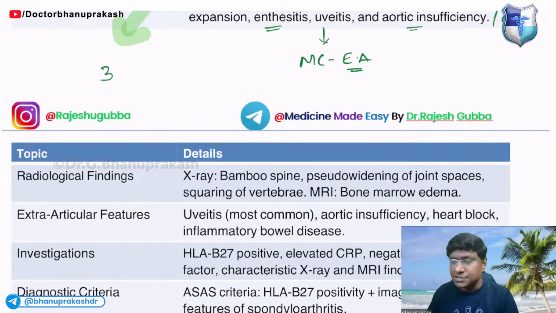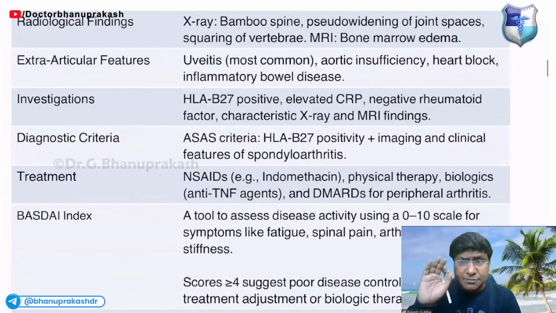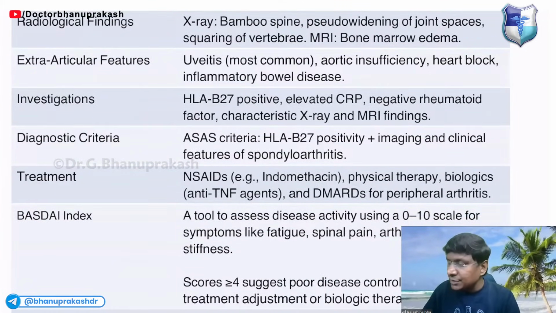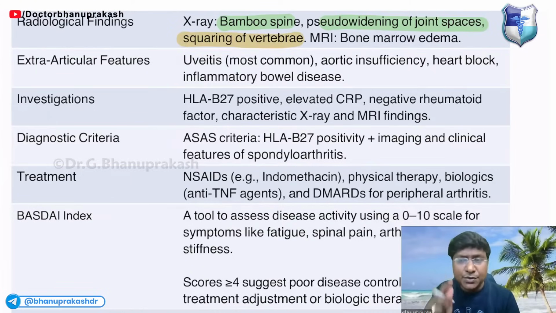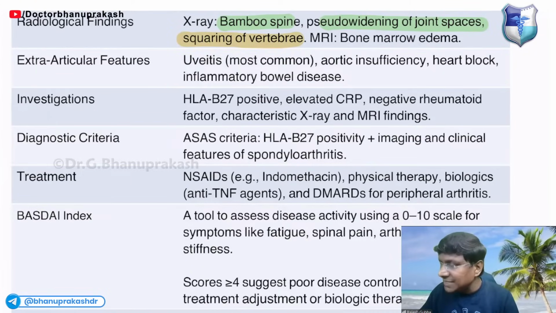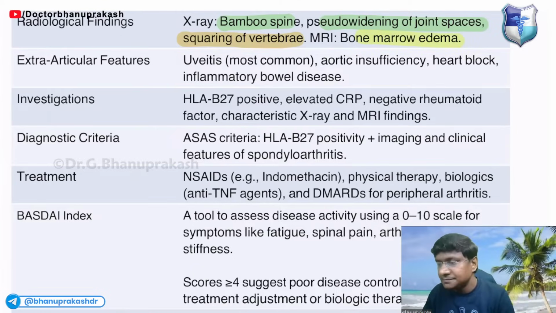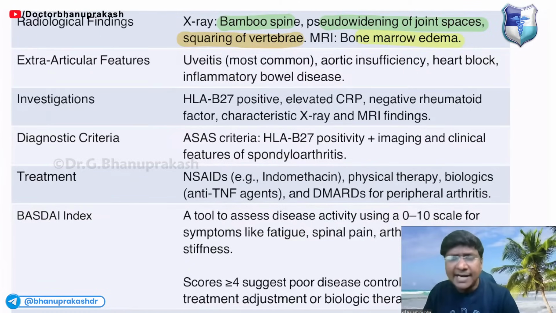And what will be the radiological features? Radiological features of ankylosing spondylitis have been asked multiple times. When you do an X-ray of the spine, you will have the bamboo spine, and there is pseudo widening of the joint spaces. There will also be squaring of the vertebrae. And whenever you do an MRI, it will show bone marrow edema. That will be the radiological finding in patients with ankylosing spondylitis. And as I just said, anterior uveitis is the most common extra-articular manifestation, right?